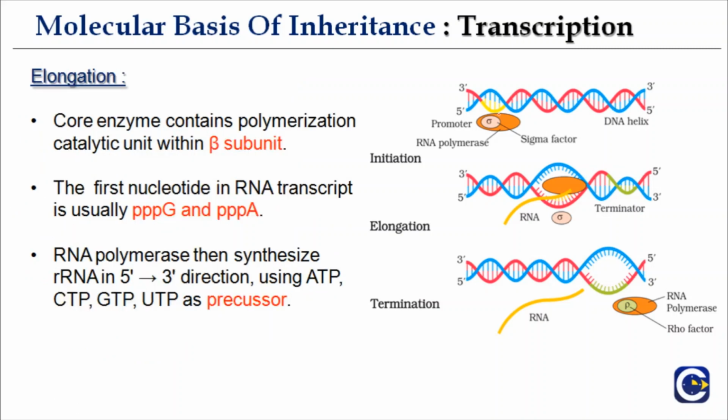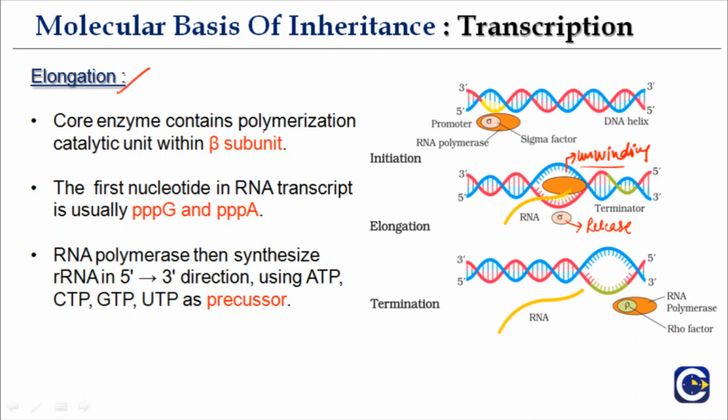The next is elongation. So once the sigma factor has recognized the promoter sequence and caused unwinding of the DNA, here you can see unwinding of the DNA, then the sigma factor releases and only the core enzyme is now present. So this is important: RNA polymerase has a core enzyme and a sigma factor. The sigma factor will recognize the promoter sequence, it will cause unwinding of the DNA and then it will release, it is no longer required. And then the core enzyme participates in the process of elongation.